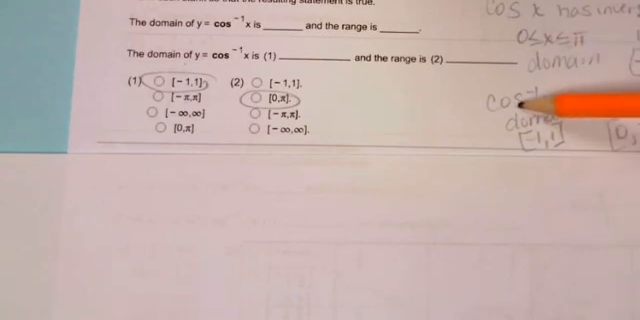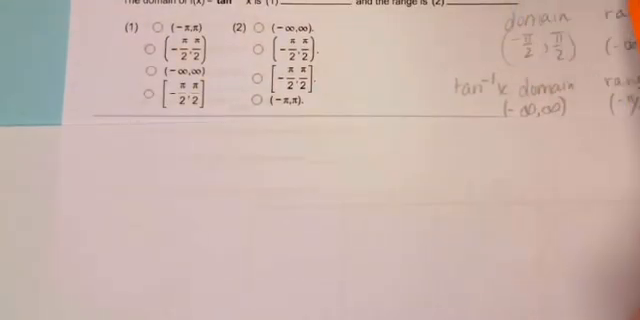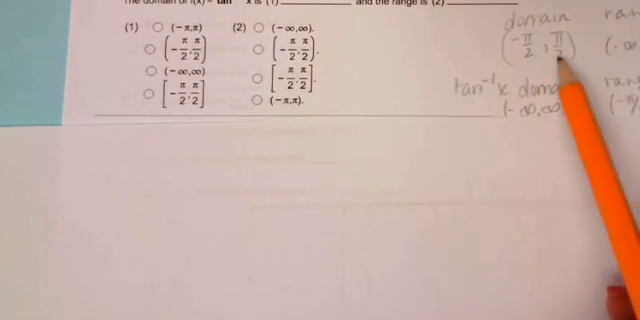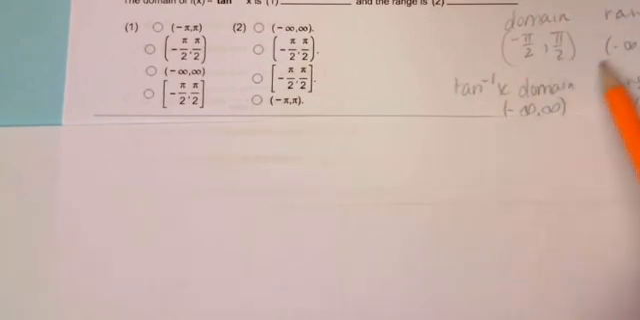Same thing for cosine. Cosine has an inverse. The cosine has a domain from 0 to pi and a range from negative 1 to 1. So cosine inverse has a domain negative 1 to 1 and a range from 0 to pi. Number 6, tan has an inverse. Tan domain is negative pi over 2 to pi over 2. Tan inverse will have a domain from negative infinity to positive infinity. So it's tied to the range, and the range is from negative pi over 2 to pi over 2.